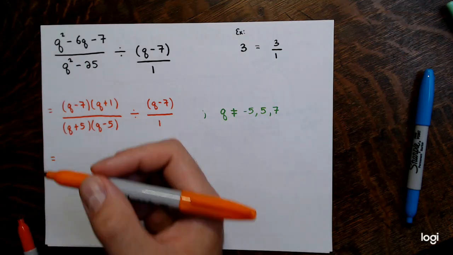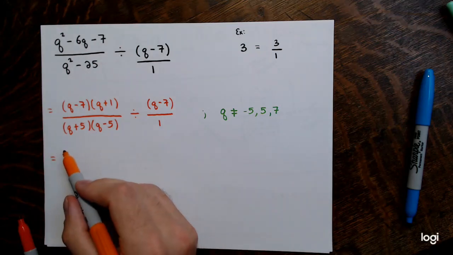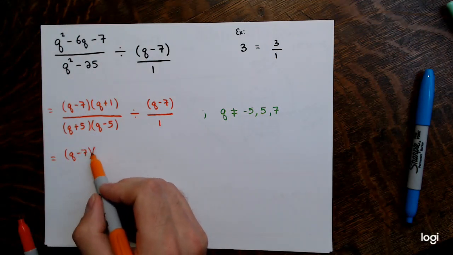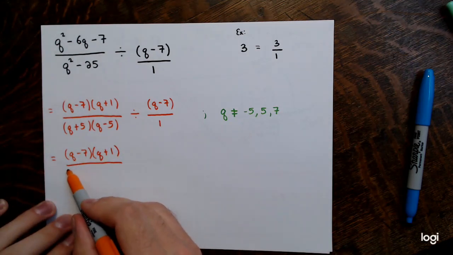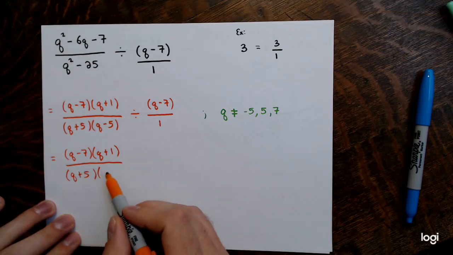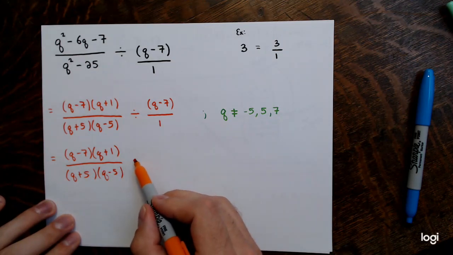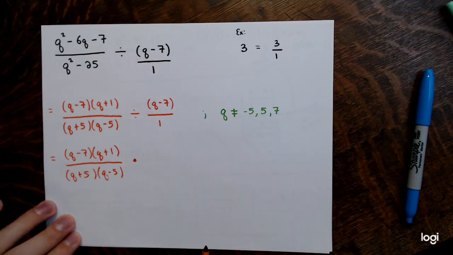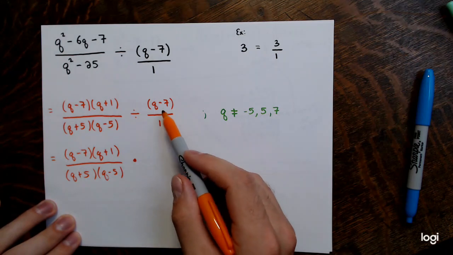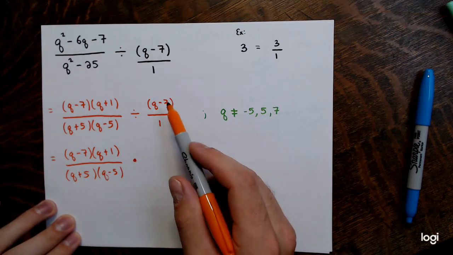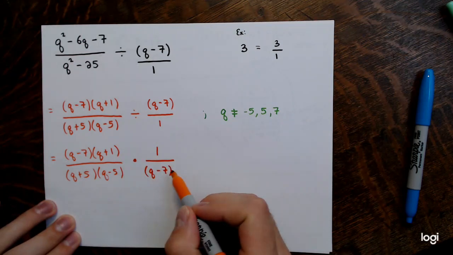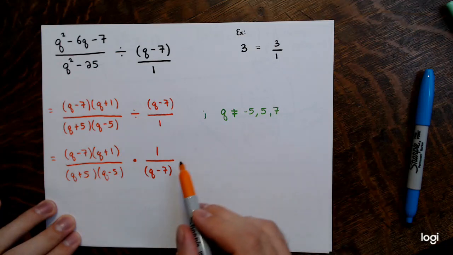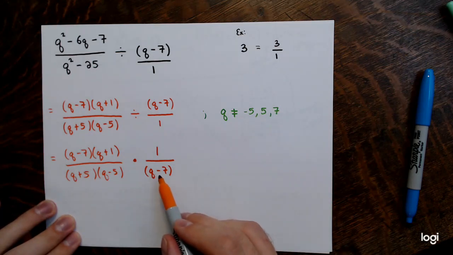Right, so here comes the part where I rewrite it as a multiplication problem. So we got the (q minus 7) times (q plus 1) over (q plus 5) times (q minus 5), and every division problem you can rewrite as a multiplication problem, where you multiply by the reciprocal of the divisor. So the reciprocal of this would simply be 1 divided by q minus 7. And you can see that now, q can't be 7. Right? You're dividing by 0.